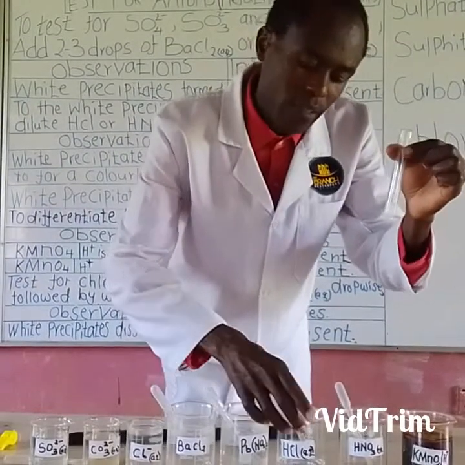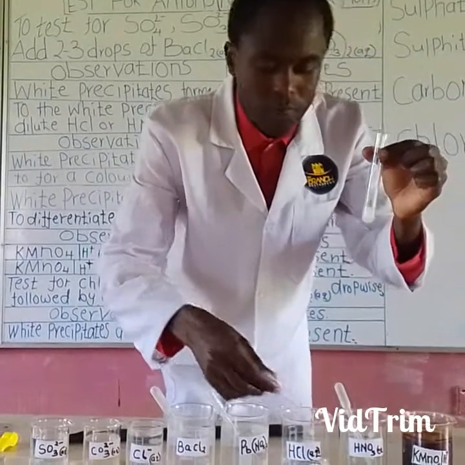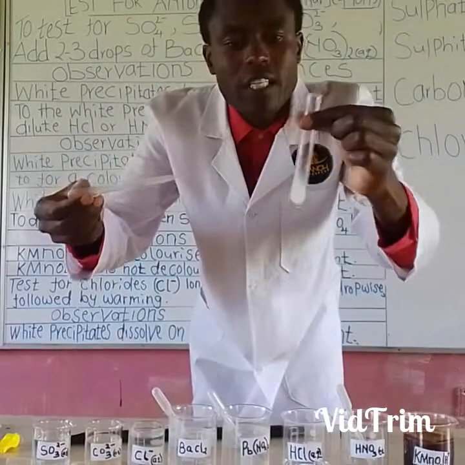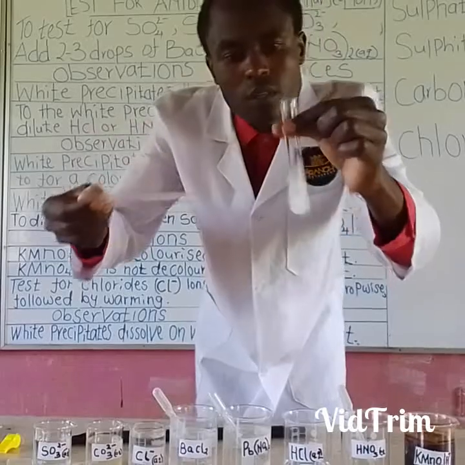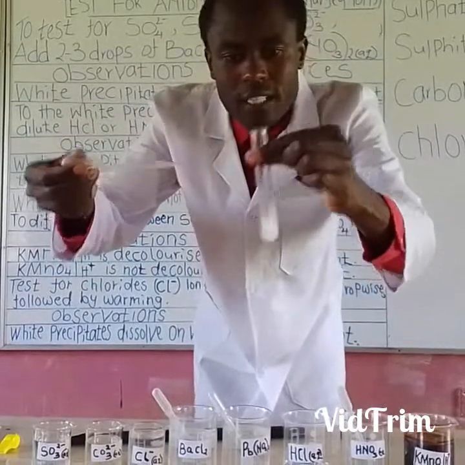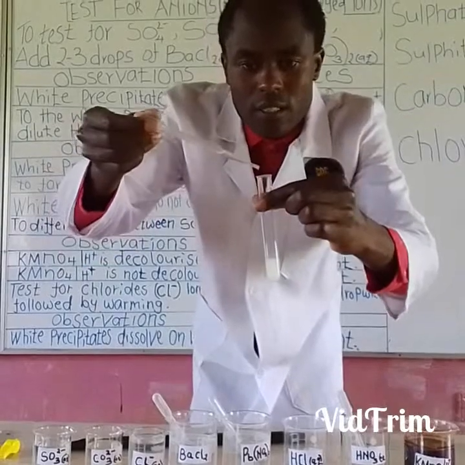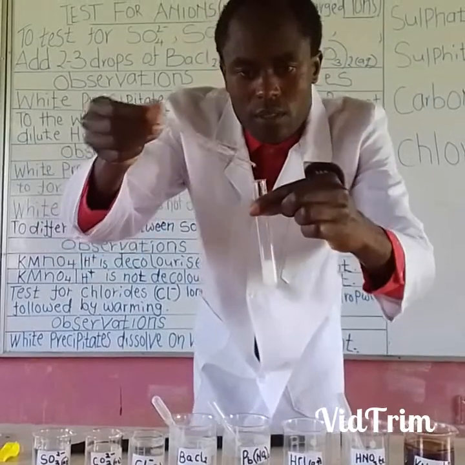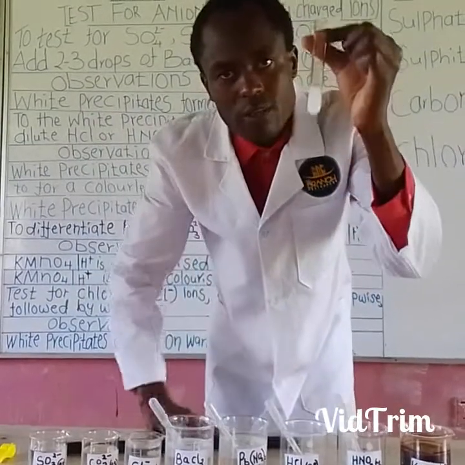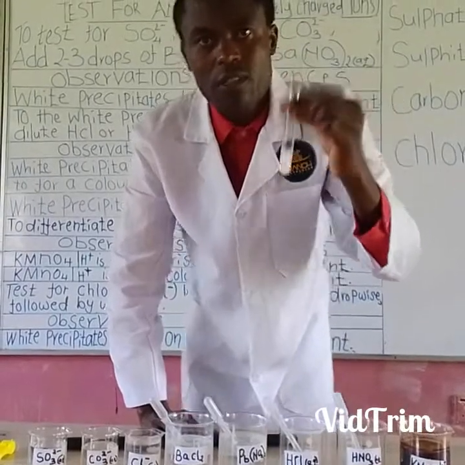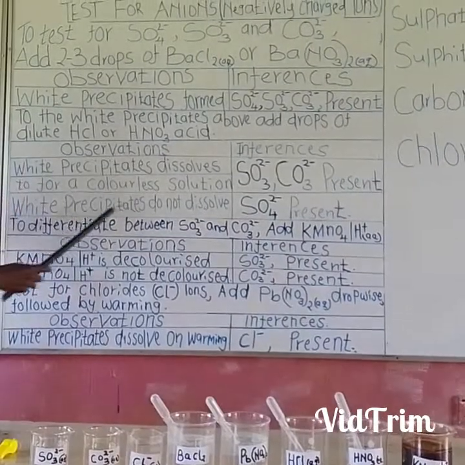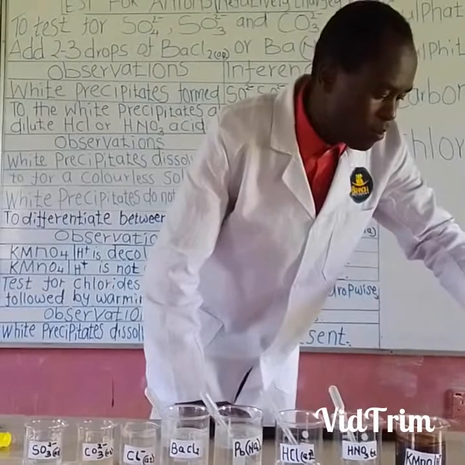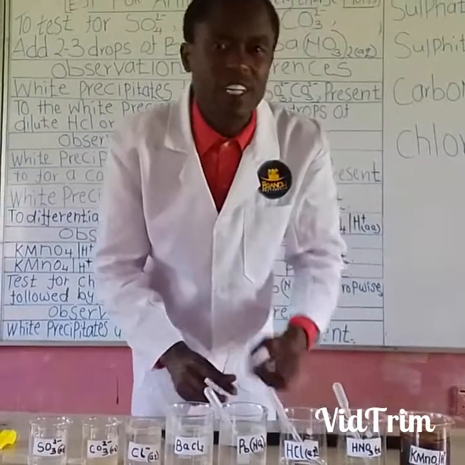Then using a dropper, I take dilute hydrochloric acid. Then I add several drops. Let us go. 1. And every addition you have to shake. 2. You shake thoroughly. Like that. Continue adding. What happens? The white precipitate does not dissolve. So, white precipitate does not dissolve, sulfate ion present. Thank you.